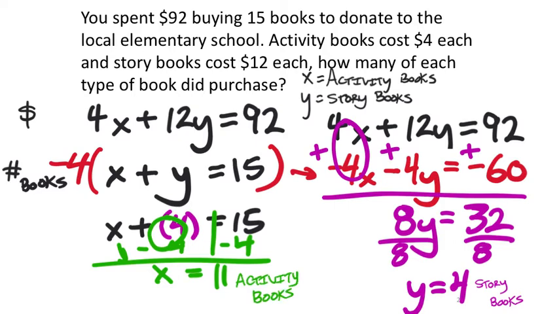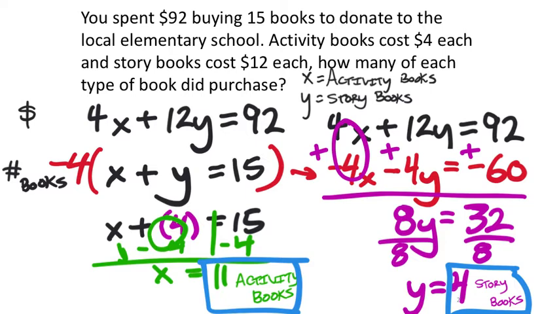Now, those should be our two answers, right? 11 plus 4, that's going to be 15 books. That first condition is satisfied. The second one is the $92. So 4 times 11, that's 44. 12 times 4 is 48. 44 plus 48 is $92. That would have been $92 spent. And now we know for sure that we have the two correct answers for this.